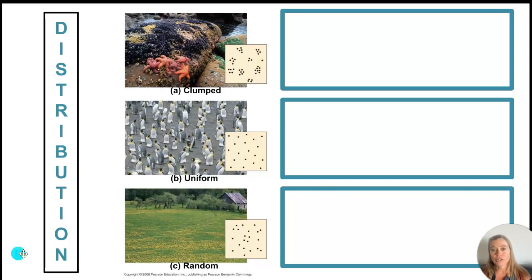Uniform distribution usually happens when there's high competition for a specific resource or mate. In this case, you can see the penguins look very uniformly distributed because if they get too close to each other, they will peck each other to death. So they are exactly one pecking distance away from the next neighbor in their nesting site. Random distribution usually happens when there's no competition for resources, there's no high social structure, so there's plenty of resources and it's just a randomized distribution. Wherever that seed landed, that's where it's going to grow.